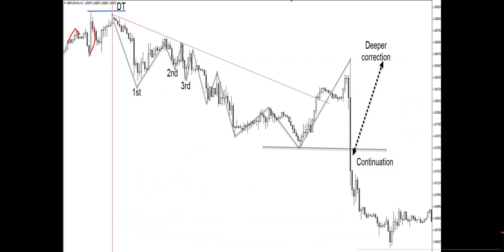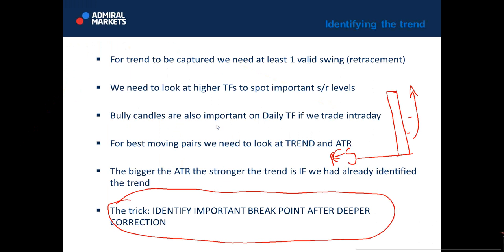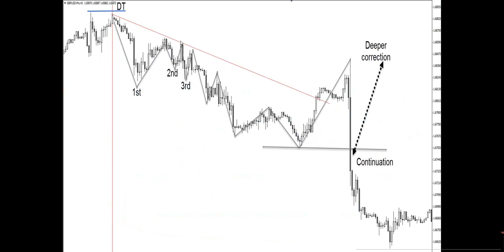Uptrend came to its end at this point when we see double top. So this is double top, and the previous uptrend broke, and this was the start of a new trend, which is to the short side. Now we need to have a valid swing, as I told you, for the trend to be captured. You need to see a valid swing.